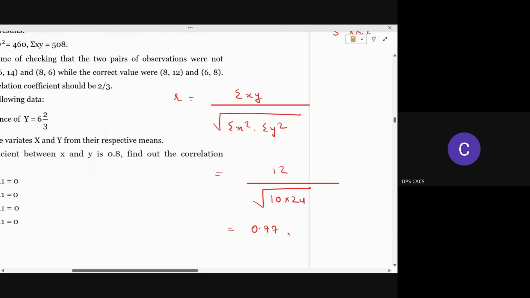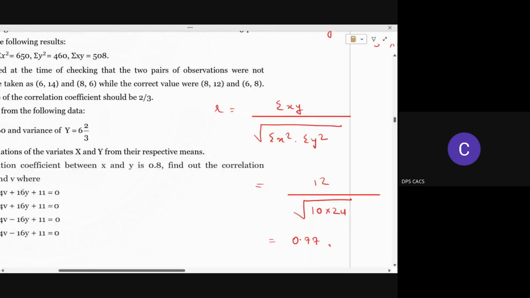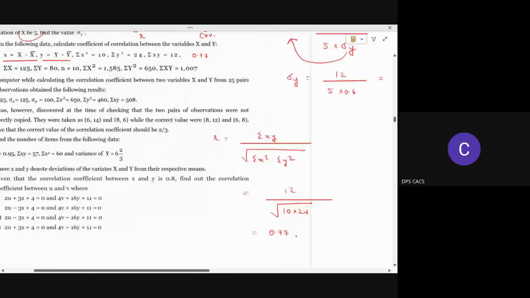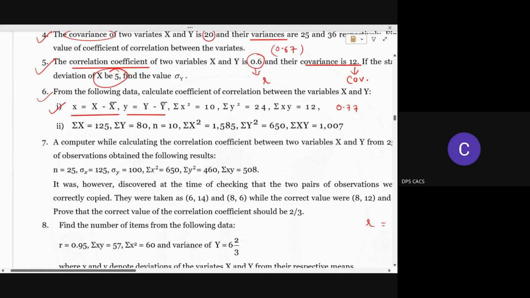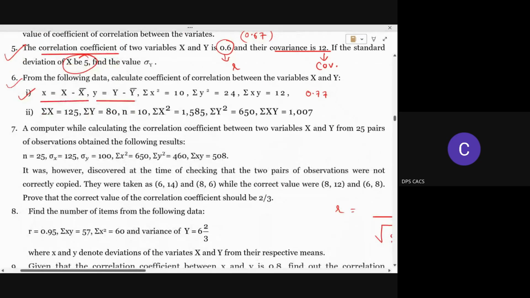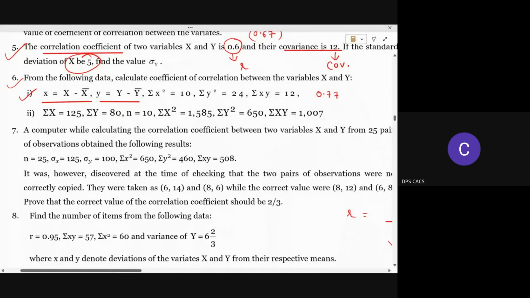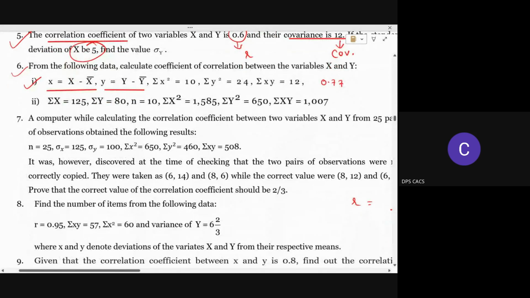Why is not everyone getting this? You have learned the formula already. They have given you everything. Say thank you and substitute the value. Clear? Part 2. Which formula? Which formula for part 2?